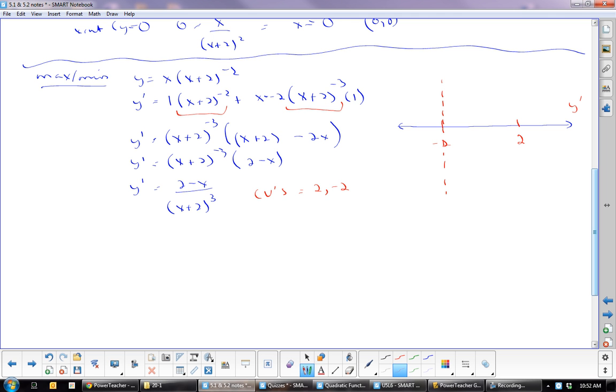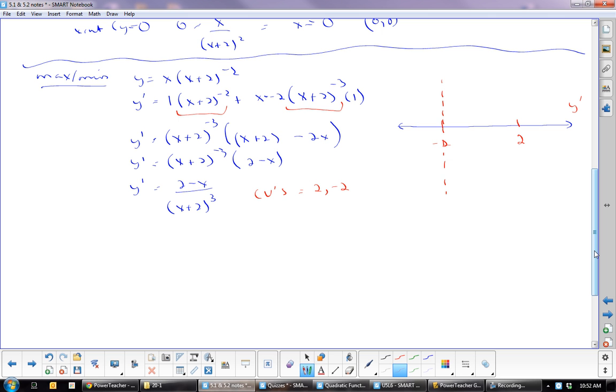So why does that help me? So I know there isn't a max or min at that point. Right? There's no value at that point, so how can I find a max or min at negative 2? But it'll still help me to find out what's going on.